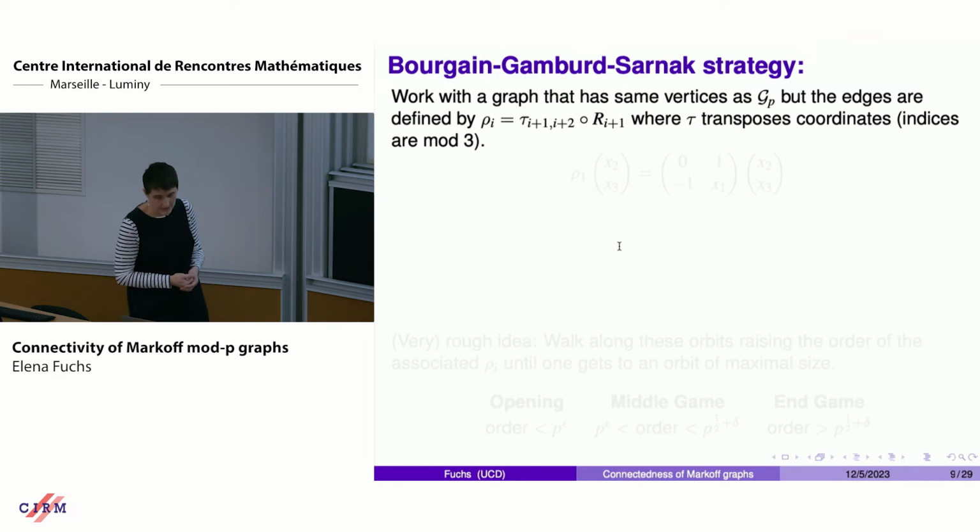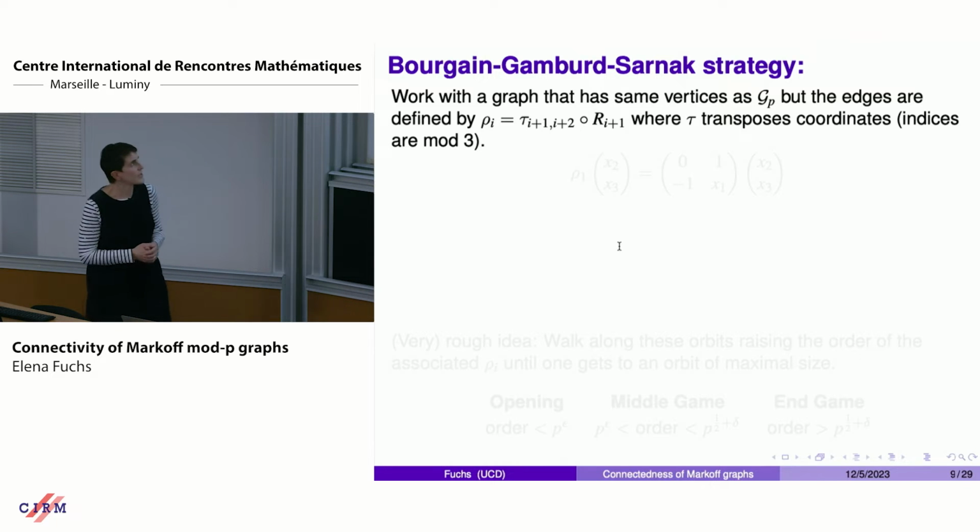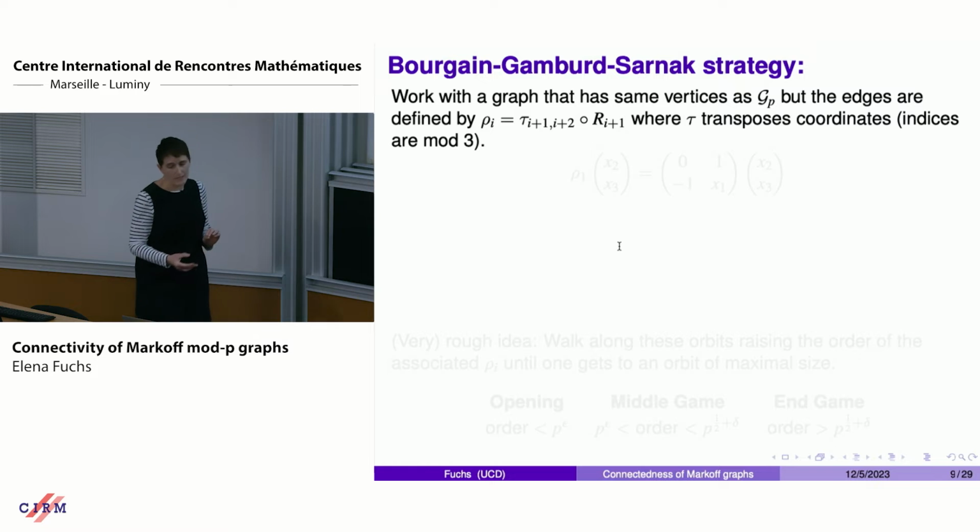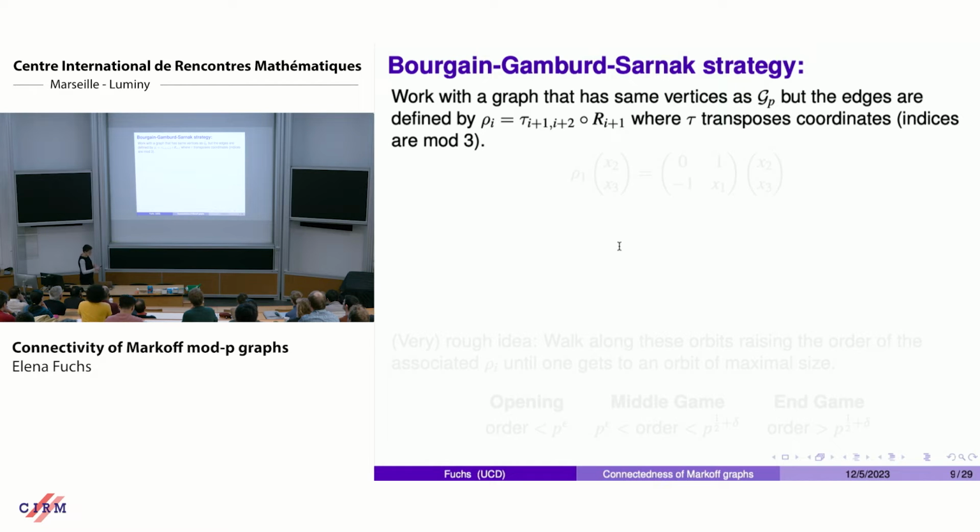Here's the idea. Here's what they do. So they actually work with a graph, like if you look at their paper, that's a little bit different from GP. It has the same vertices, but the edges are defined instead of by the r_i's, they're defined by these rho_i's, which are you take r_{i+1} and compose it with the transposition of the coordinates i+1 and i+2.